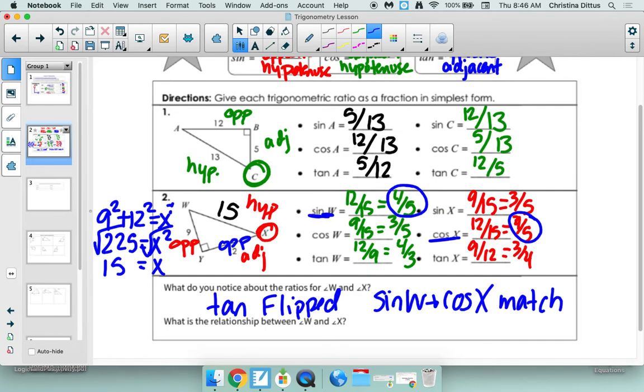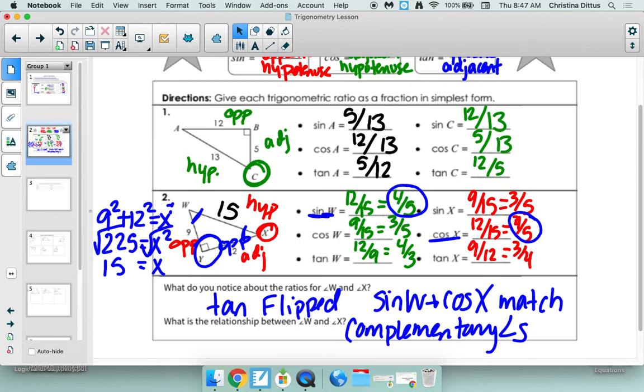Well, what do you know about angle W and angle X? Think about how many degrees are in a triangle. There's how many degrees in a triangle? 180. If this is 90, how much is left for these two? I take my 180, that's in a triangle, subtract out that right angle. They're 90. What do we call angles that add up to 90? Complementary. They are complementary angles. They add up to 90 degrees.